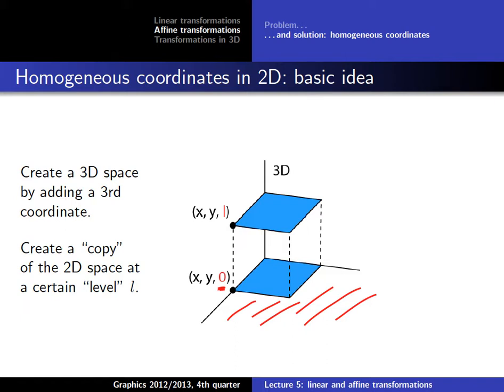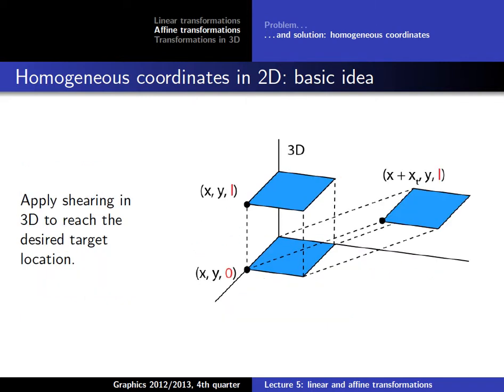Now what we're doing is we're placing a copy of the original image, or the original object that we have, at a certain level L. And then we have, again, a 2D image of that, but at a different level now, not in the xy plane, but in a 3D space. And if we apply the shearing to it now, we can shift that, we can translate it within that level. So we have translated this 2D object in the 2D subspace by a matrix multiplication in 3D.